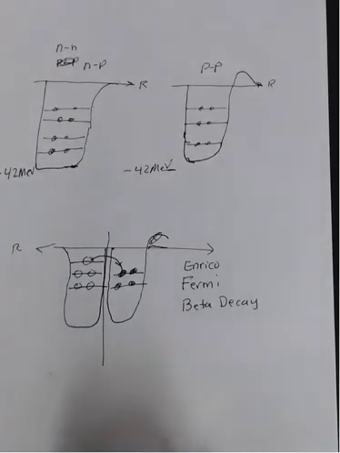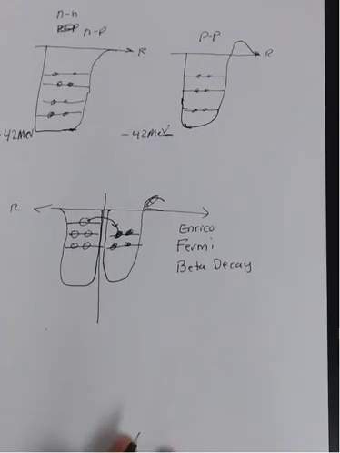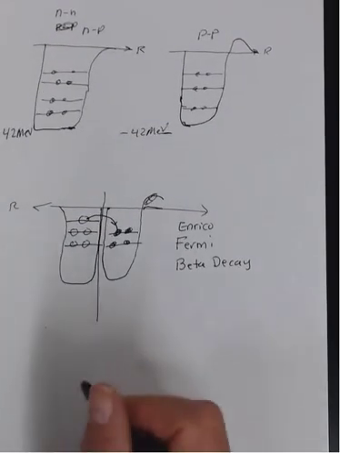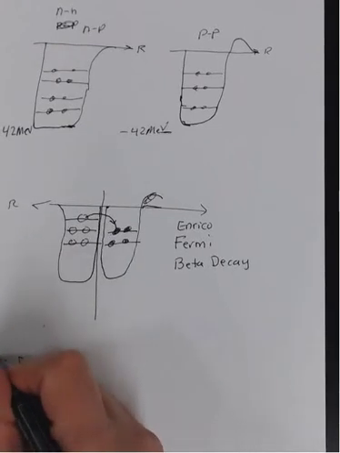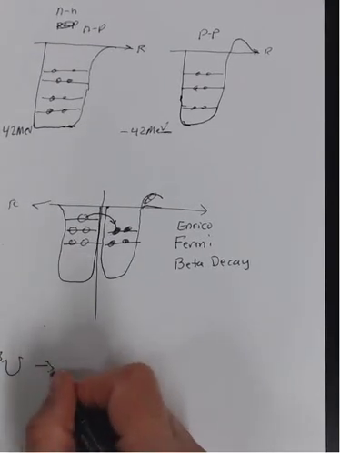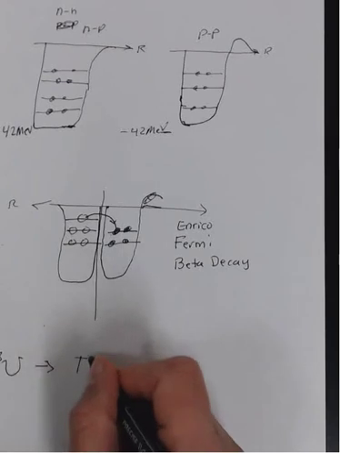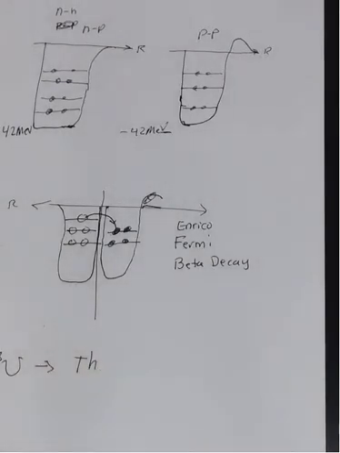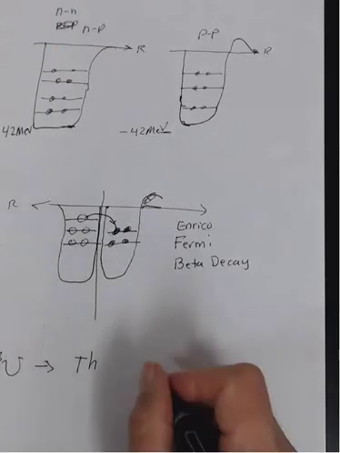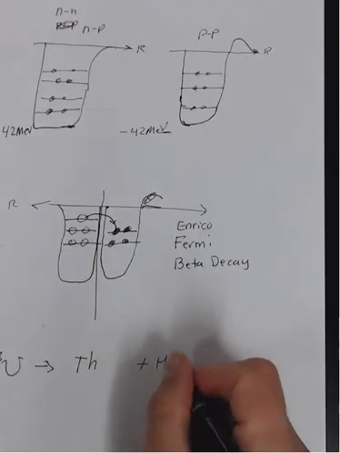And then gamma particles can come out for various reasons. One, maybe you have an alpha decay, and like our U-238, we said transforms into thorium. And then the helium.